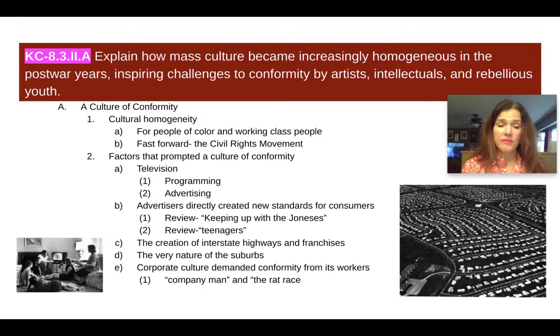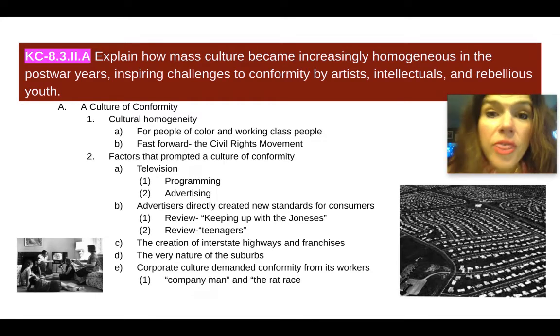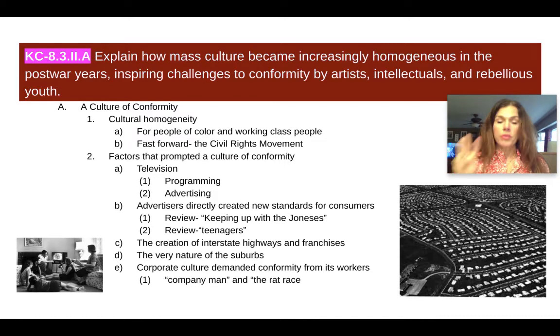Well, number one, the new invention was television. If you could afford it, you wanted to have a TV. Your neighbors were getting TVs. You had to have a TV. Keep in mind, there were only three networks. Three. There was no cable. Three networks. So guess what? Everybody was watching the same programming. And commercials. There were no remotes. You had to get up and turn a knob, a dial. Nobody wants to get up. So you watched commercials as well. So the programs themselves and the commercials lead to this culture of conformity.